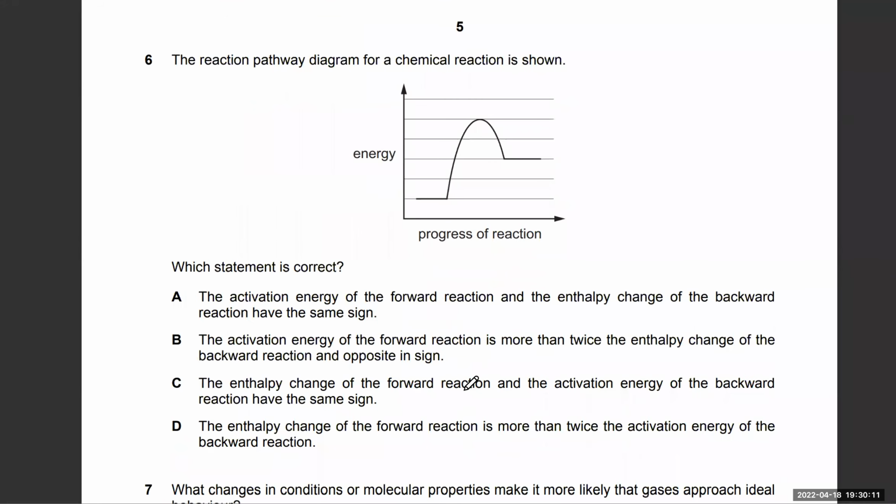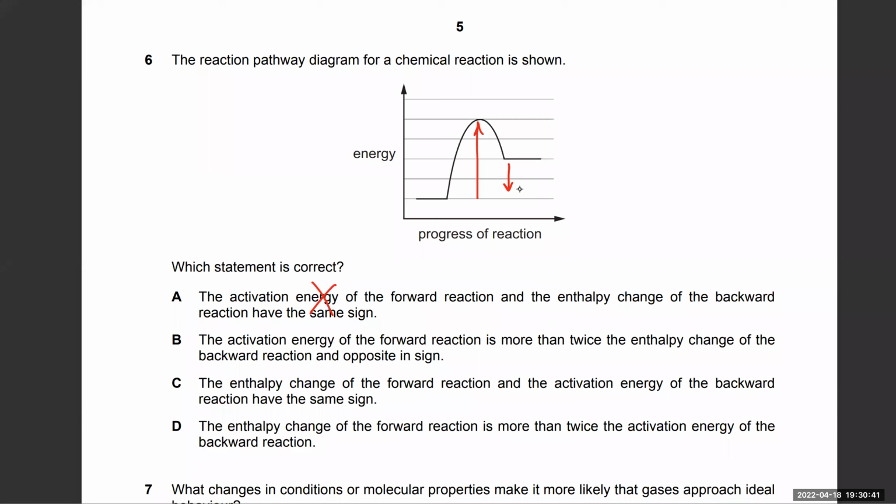As the next one, which statement is correct? There's an energy profile diagram. The activation energy of the forward reaction and the enthalpy change of the backward reaction have the same sign. No, they don't, because activation energy for the forward reaction is this one, and the enthalpy change for the backward reaction is this. For the backward, you start at this point, you end at this point, so that's the enthalpy change. So the first one is wrong.